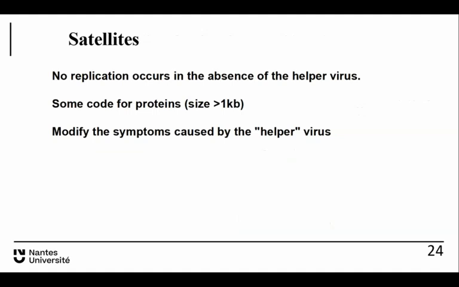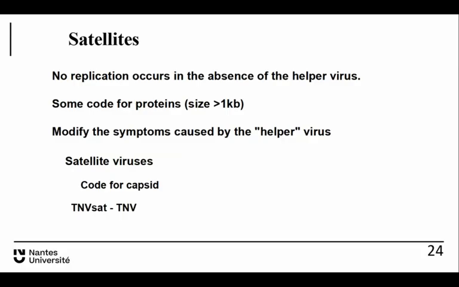Now, satellites are a bit more dependent because they don't have any RNA replication at all in the absence of a helper virus. Some of them can code for proteins, and when they co-infect a plant, they'll modify the symptoms. Often the symptoms will be attenuated by co-infection with a satellite. There's a distinction between satellite viruses and satellite RNAs. Satellite viruses code for a capsid protein, and the capsid protein will incorporate the satellite RNA.